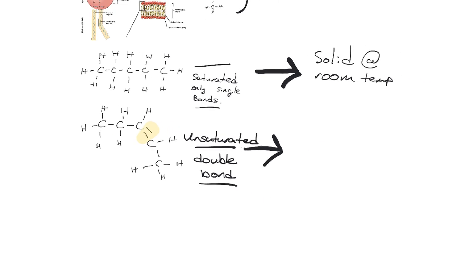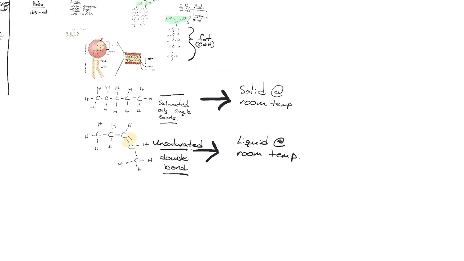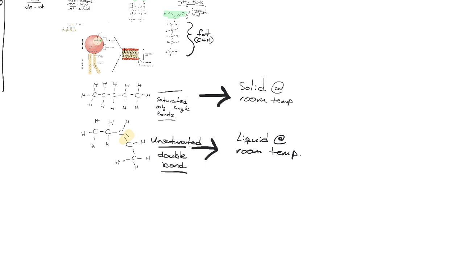It's a double bond, bless you. And because it's short, this is liquid at room temperature. So what are examples of fats that are solid at room temperature? I gave you examples like butter, right? Butter is a fat that's solid at room temperature.